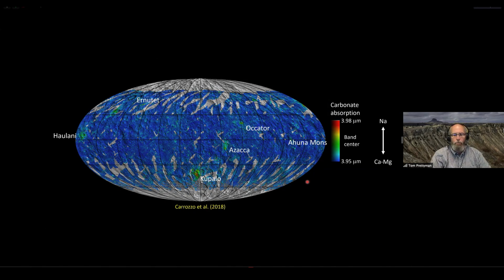Now, this is my summary chart for carbon. The background blue would be magnesium carbonates, which are all over the surface of Ceres. This is work by Carrozzo et al. And then in certain regions, very concentrated in craters, for example, and in mountains, you have sodium carbonates. And the fact that you have different carbonates on the surface indicates that there were different conditions for hydrothermal processing within Ceres' interior and crust.